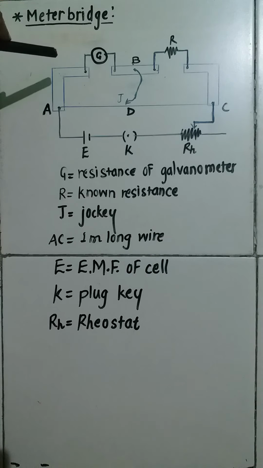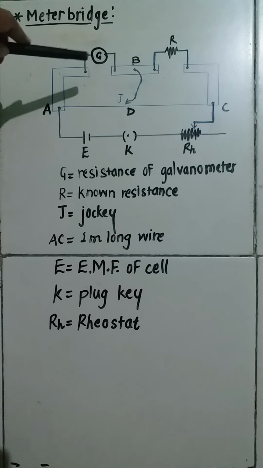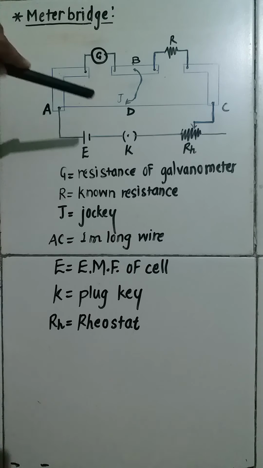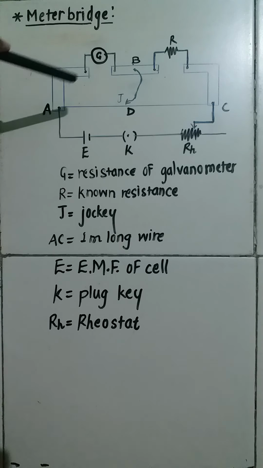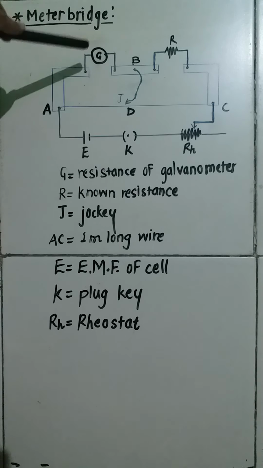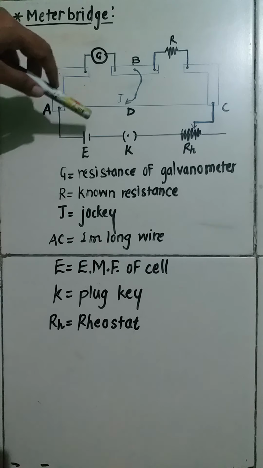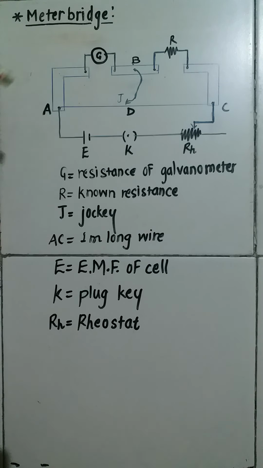Note down that deflection, and remember, at that time the jockey is not in contact with wire AC. Now touch the jockey at different points of wire AC and find the same deflection as when it is not in contact with the wire. Let D be that point for which the galvanometer shows the same deflection as before. Then we say that this meter bridge is balanced. Why do we say the meter bridge is balanced?